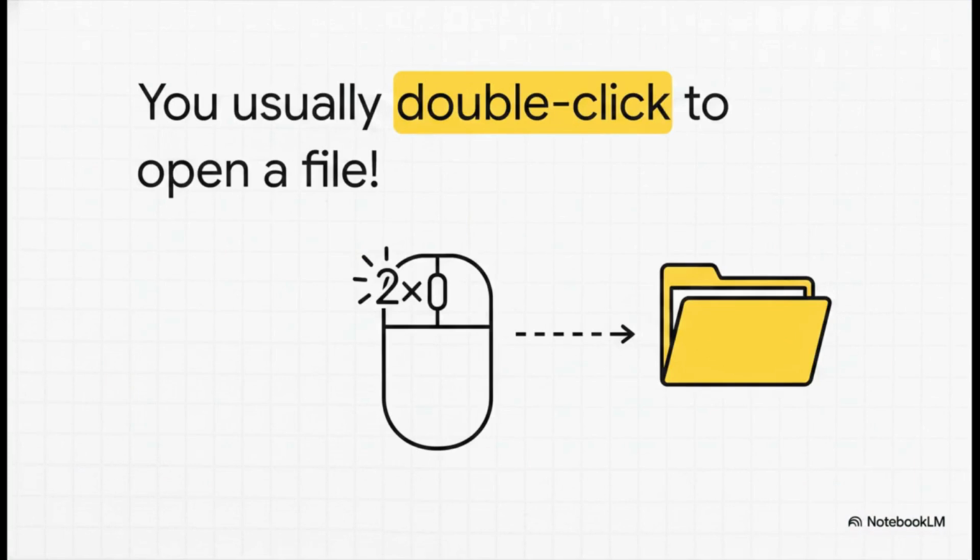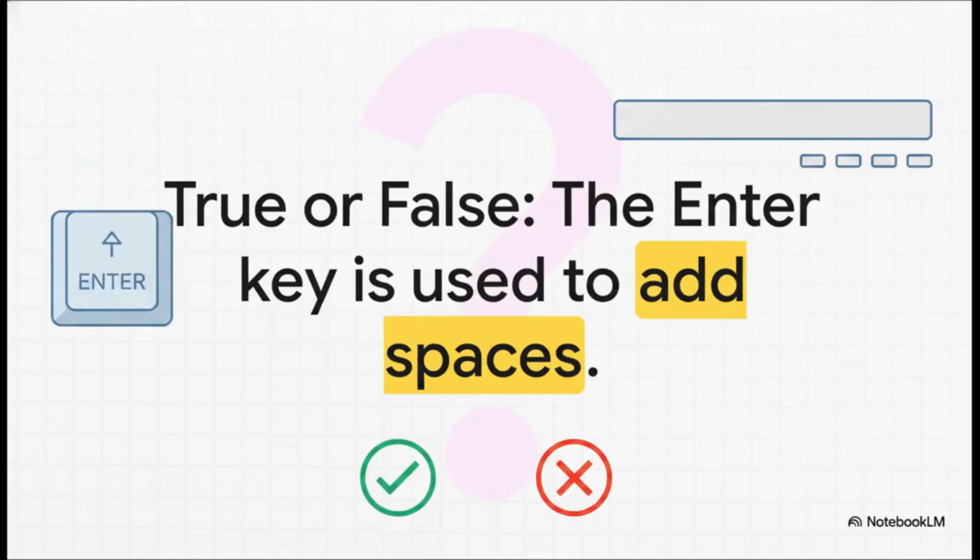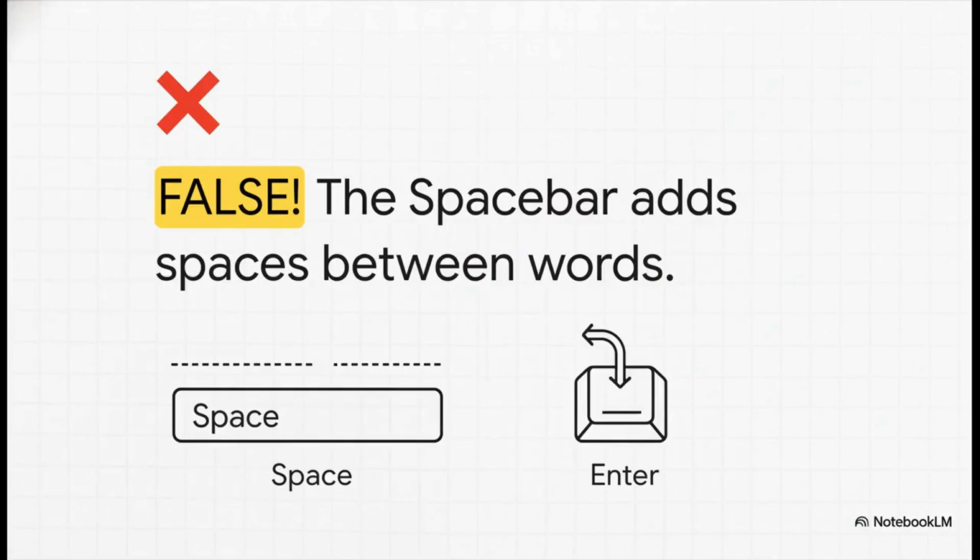Tap that left mouse button twice, super fast, and you give the computer the exact instruction it needs to open up that specific document. Now for a true or false. Listen carefully to this statement. The Enter key is used to add spaces between words. True or false? Oh, that is absolutely false.